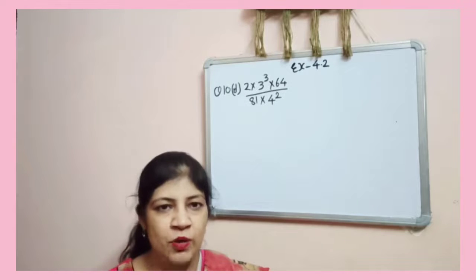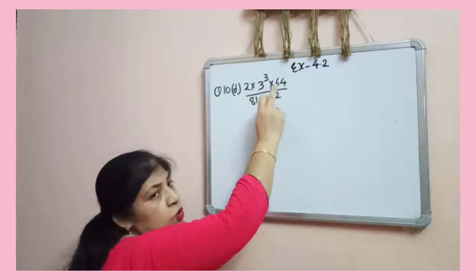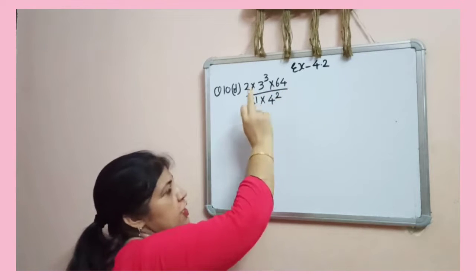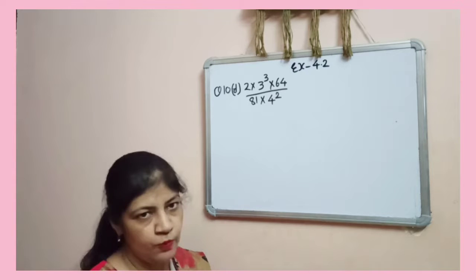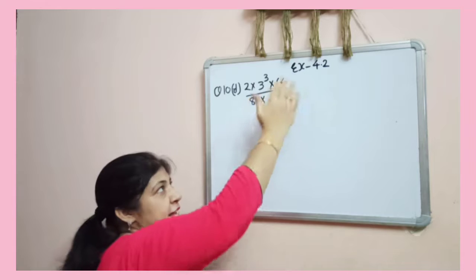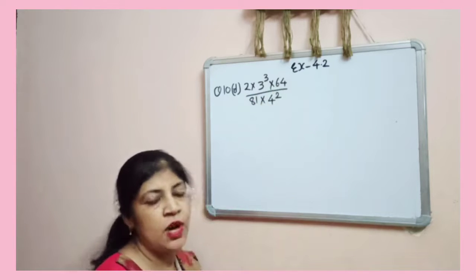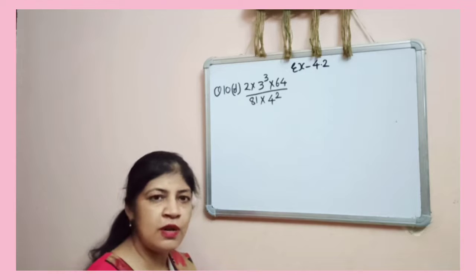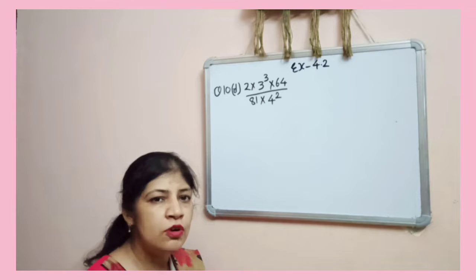Now, evaluate this question, which means find the value of this expression: 2 into 3 raised to the power 3 into 64 upon 81 into 4 raised to the power 2. One way to solve it is to expand it, cancel the terms which can be cancelled, and then find the value. Another way is to apply the laws of exponents.